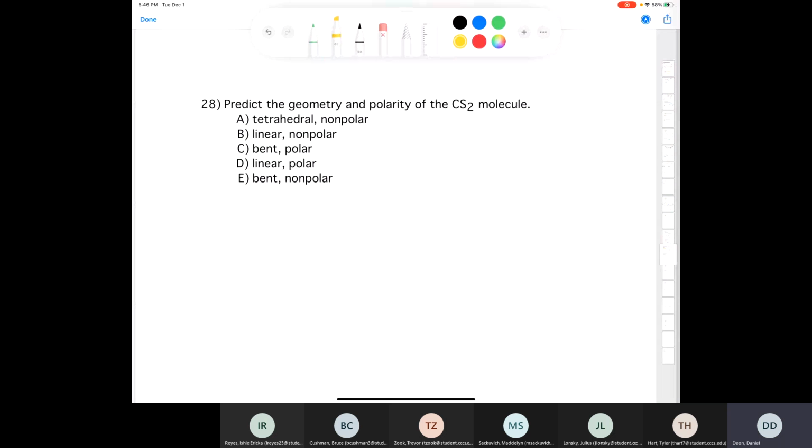Question 28 says, predict the geometry and polarity of the CS2 molecule, carbon disulfide. Well, an easy way to remember this one is if we draw some of the periodic table over here.